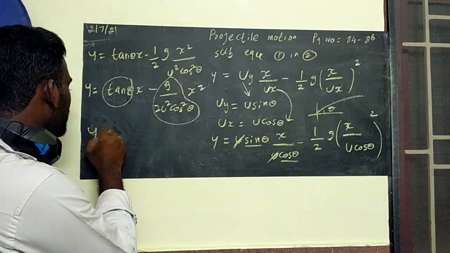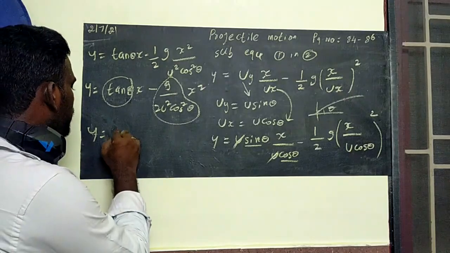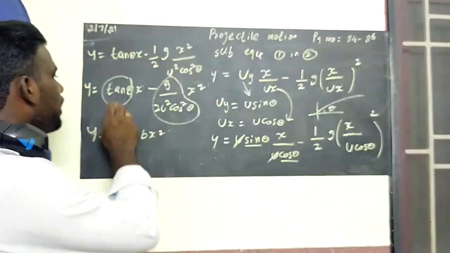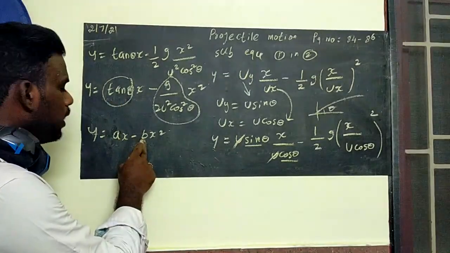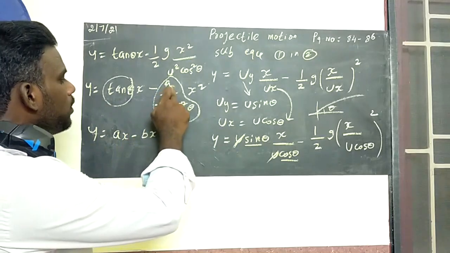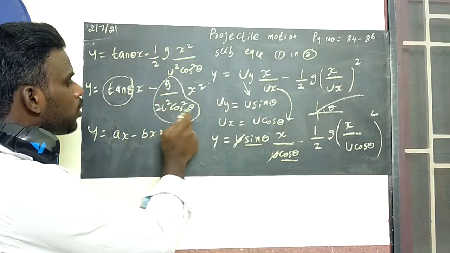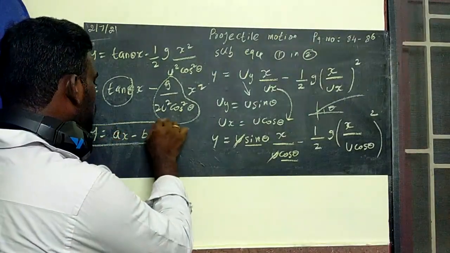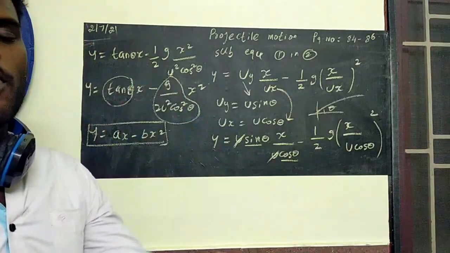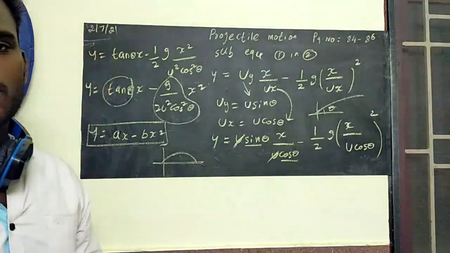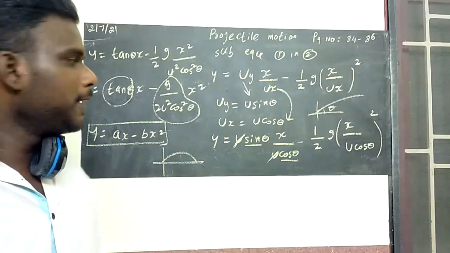So I can compare this equation with the parabola, that is ax minus bx square. Here a and b are constants. In place of a, we have tan theta. In place of b, we have g divided by 2u square cos square theta. So here we verified that the path followed by the body should be an inverted parabola. It will come like this, inverted parabola. Is that clear?